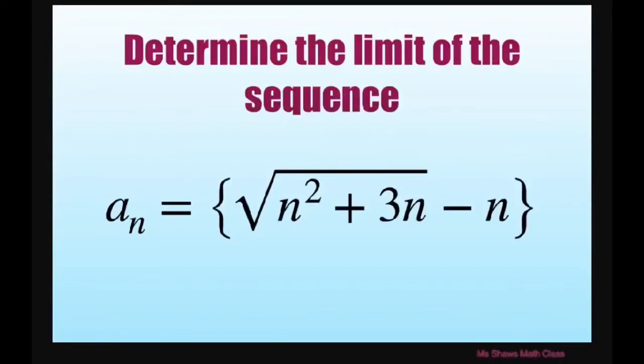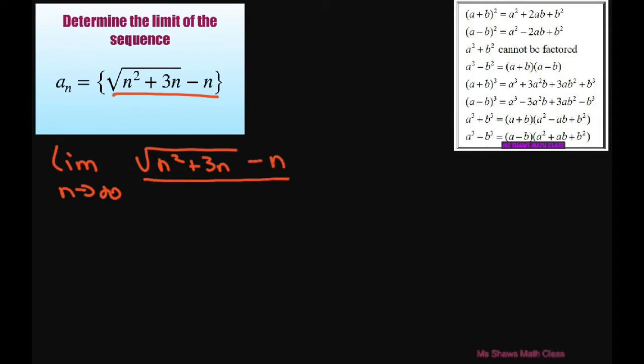Hi everyone, we're going to determine the limit of our sequence a sub n. The first thing we want to do is take this and multiply it by the conjugate. So we're going to set up our limit as n approaches infinity and write it as the square root of n squared plus 3n minus n. And then we're going to put this as 1 in the denominator.